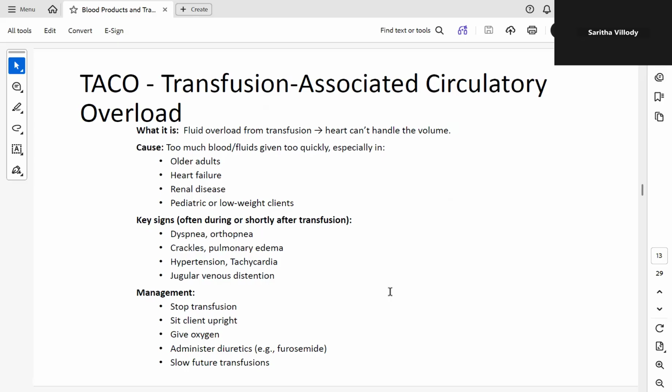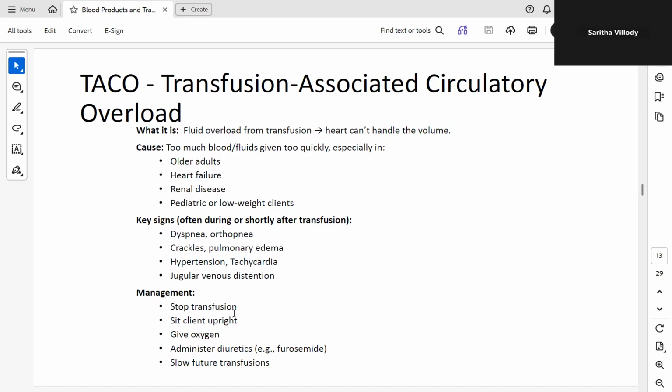The signs and symptoms usually are dyspnea, orthopnea. All of these are the heart's clinical manifestations: crackles or pulmonary edema, hypertension, tachycardia, jugular venous distension. All of these signs, if you look at that, are fluid volume overload symptoms. So what do we do?